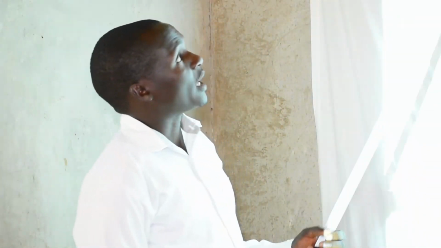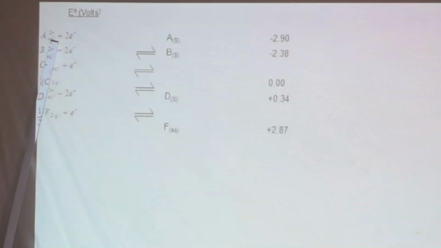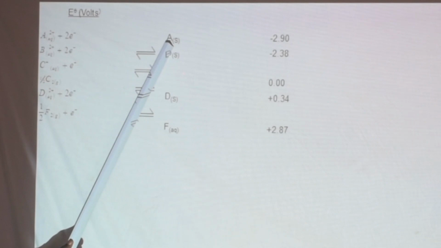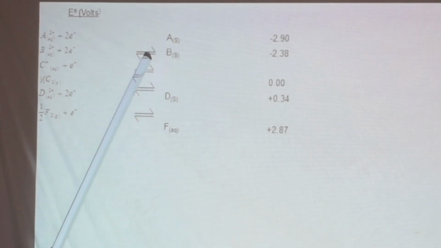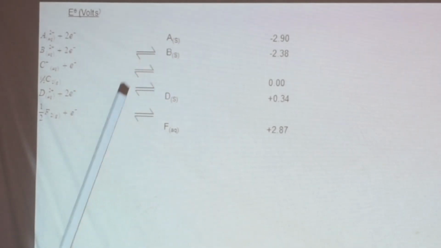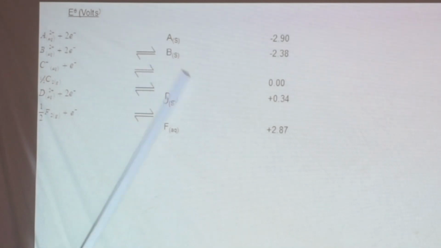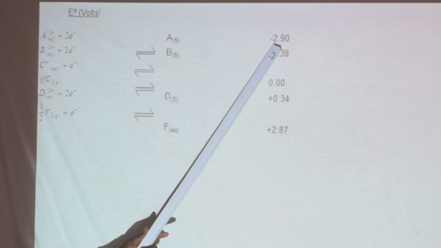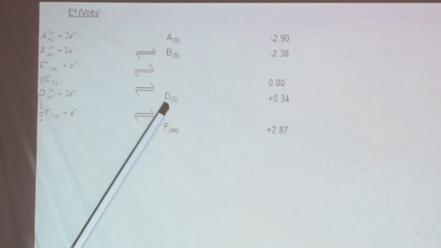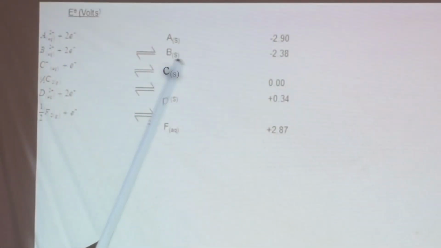But I want you, during your own free time, to attempt this question here. We have A: ions of A plus 2 electrons give us A solid, which is 2.90 volts. Remember, it is voltage. Then B: we have P ions plus 2 electrons, which give us P solid, which is negative 2.38.